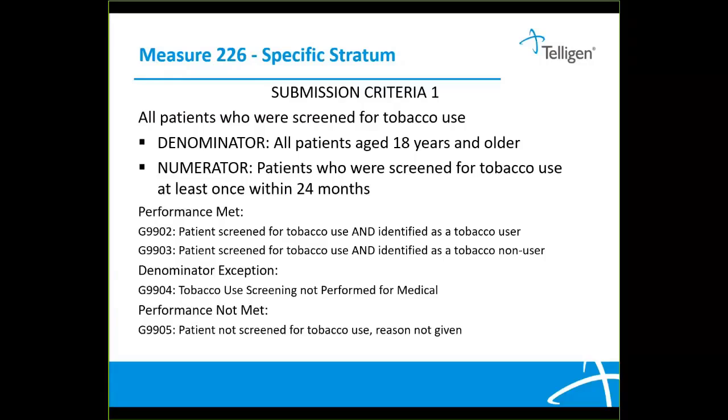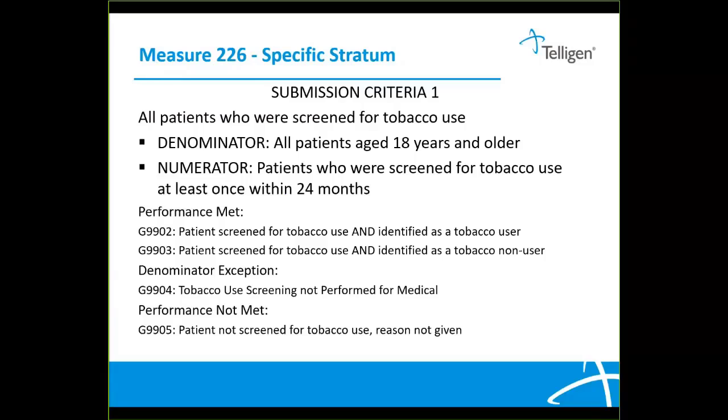And this slide shows the first submission criteria, criteria 1. We're going to go through each one of these just because it is so common. And we've also included G codes here for what people are to report, because it is, again, so common to submit on their Medicare Part B claims. So first of all, denominator 1 is all patients ages 18 or older. And the numerator for submission criteria 1 is those patients who are screened for tobacco use at least once within 24 months. You can see here are the 2 codes that you would use. If they were screened and they're a user, it would be G9902.